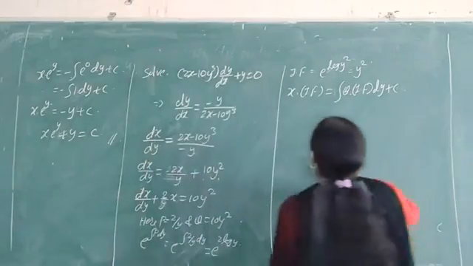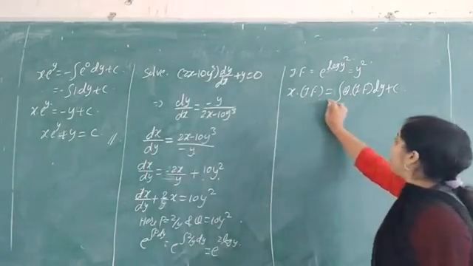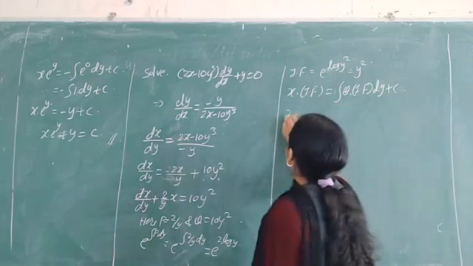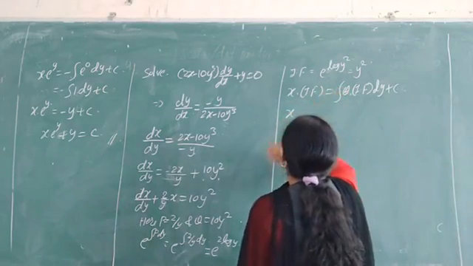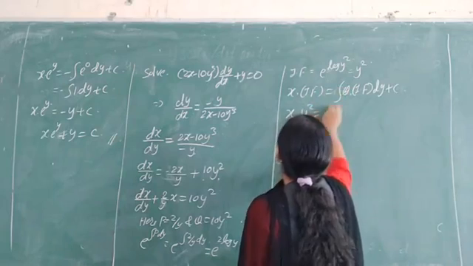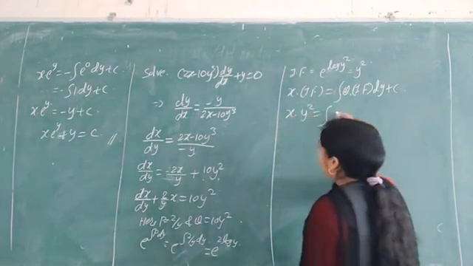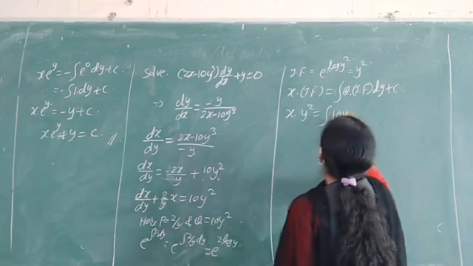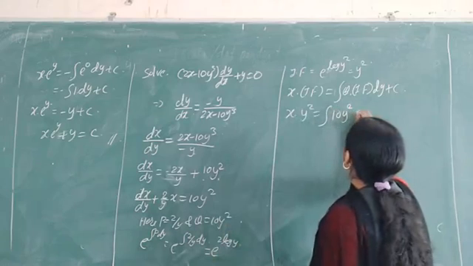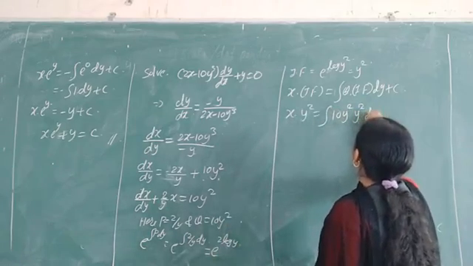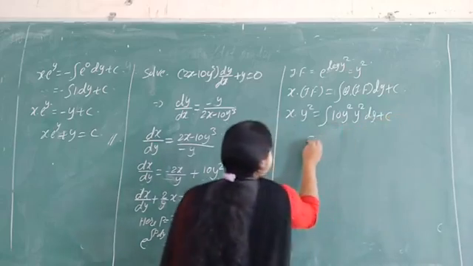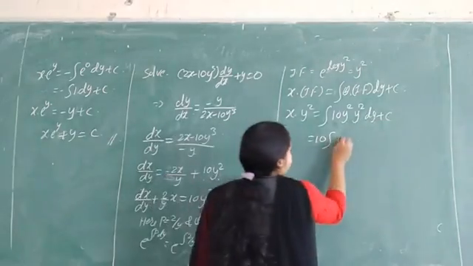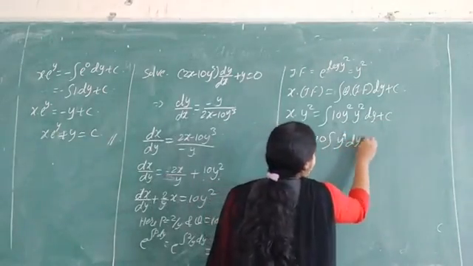So the integrating factor is y square. Here the solution is x into integrating factor is equal to integration of Q into integrating factor dy plus c. So x into y square, the integrating factor, is equal to integration of Q, which is 10y square, into the integrating factor y square, dy plus c. 10 is constant, take it outside. y square into y square gives y raised to 4 dy plus c.